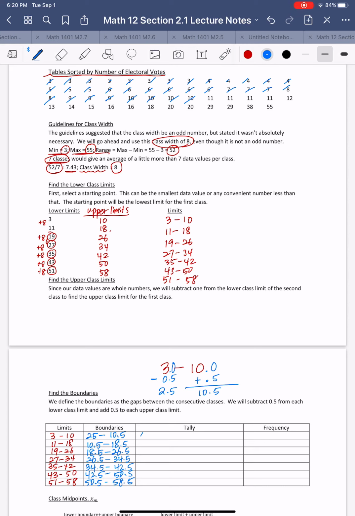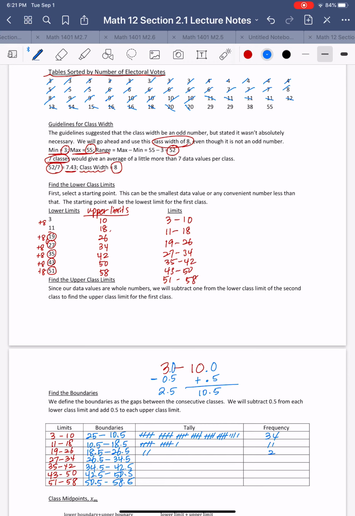Which as tally marks means 5, 10, 15, 20, 25, 30, and 4 more. So there are 34. And then between 11 and 18, there are 11. And then between 18 and 26, there's a 2.